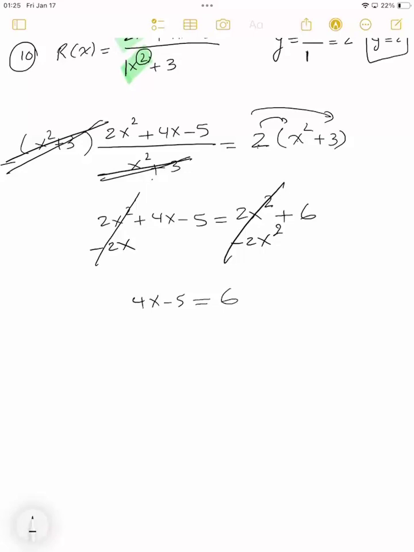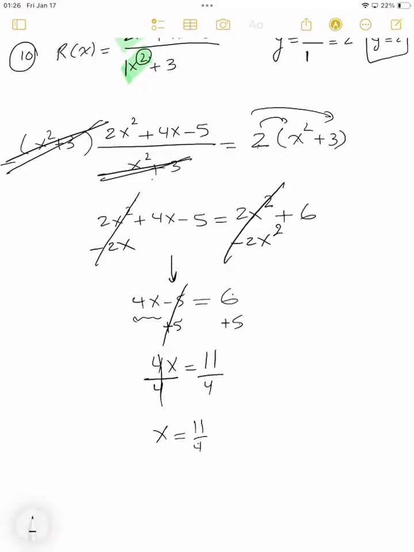So I only have one x term left, and in order for me to solve this equation, I need to isolate the x. So I need to get rid of the number that is being added or subtracted. So I add 5 to both sides. 6 and 5 is 11. I divide both sides by 4. I get x is 11 over 4.